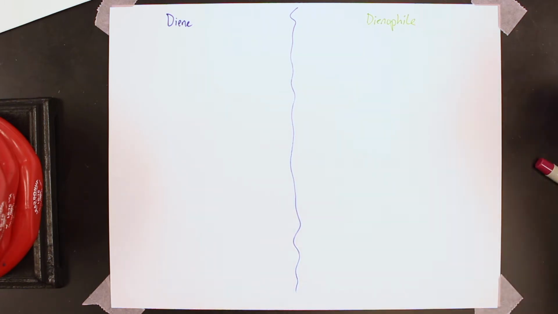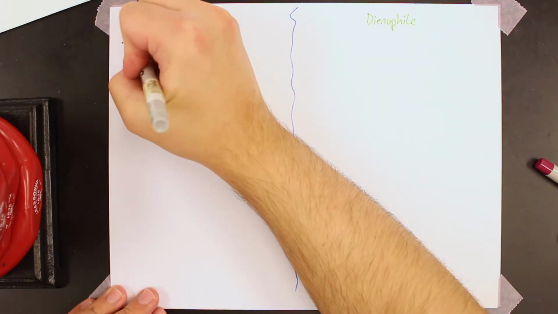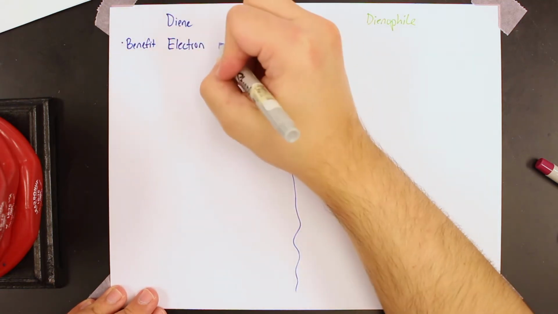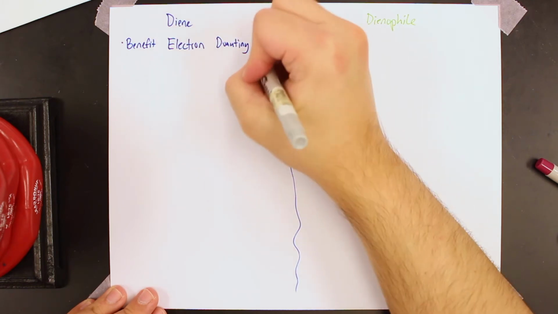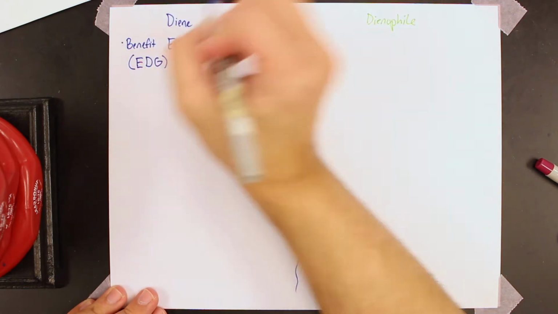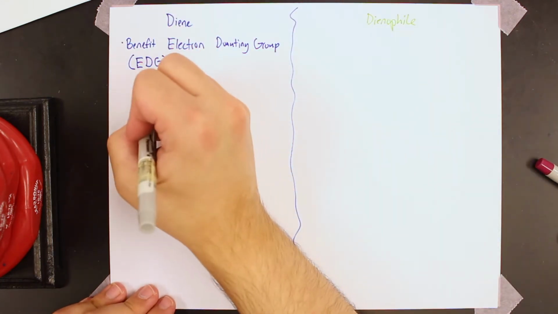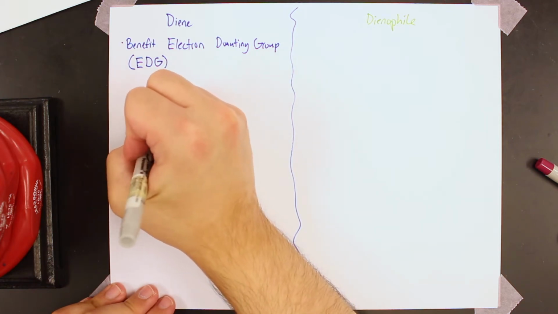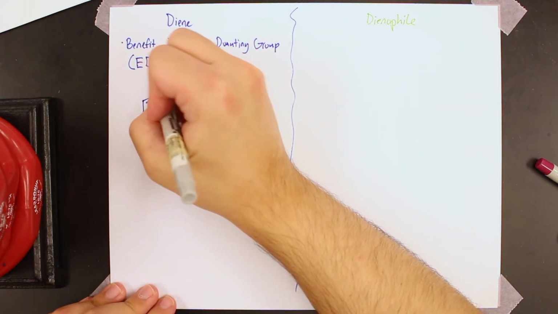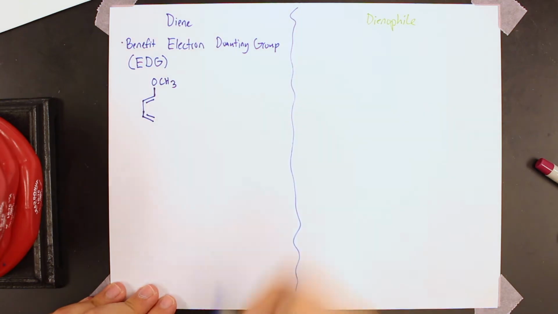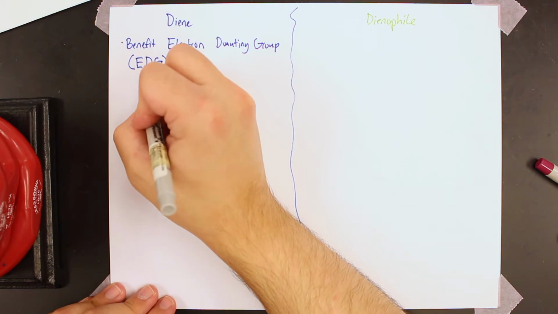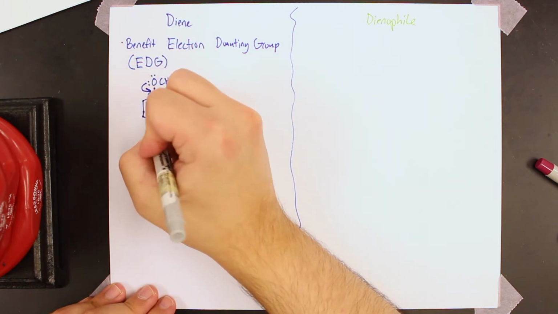The diene likes to benefit if there is an electron donating group attached to it. Electron donating group, and these are often abbreviated as EDG. Okay, so what is an electron donating group? So if we redraw our diene here, and we attach an electron donating group, something like OCH3, methoxy, this atom that's connected to the structure here has lone pair electrons which can donate into the pi system.